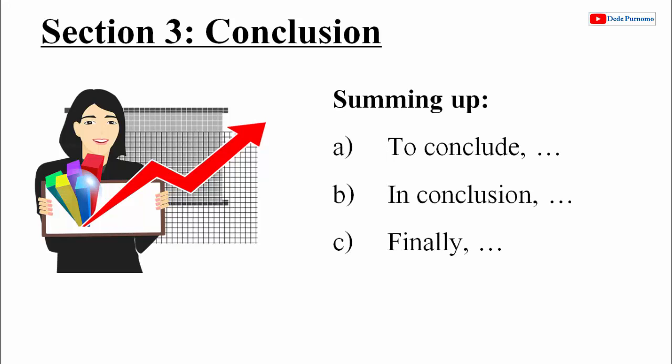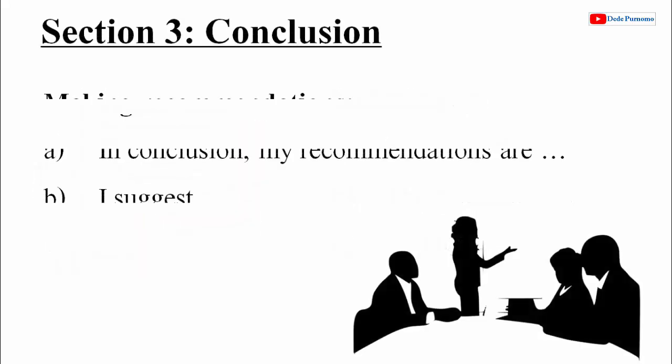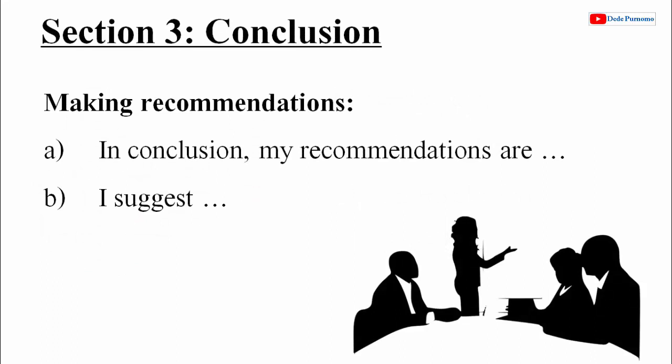Summing up, we can use A. "To conclude, blah blah blah," or B. "In conclusion, blah blah blah," and then C. "Finally, blah blah blah." Making recommendations: A. "In conclusion, my recommendations are blah blah blah," or B. "I suggest blah blah blah."